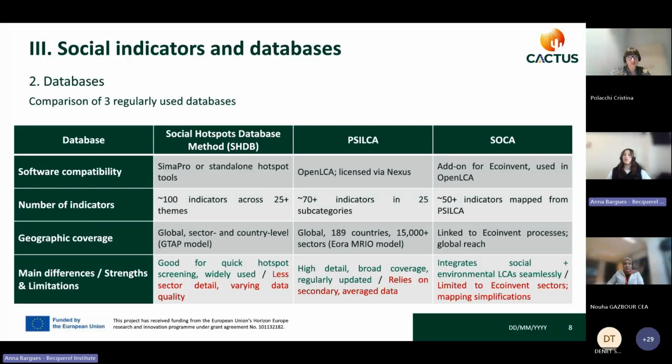So I was talking about databases. Here I just compiled some characteristics from three regularly used databases. The first one is the Social Hotspot Database. It's useful for screening studies. It offers quick identification of social risks across global supply chains. We also have the PSILCA database that is used in OpenLCA. It includes over 70 social impact indicators and covers 189 countries.